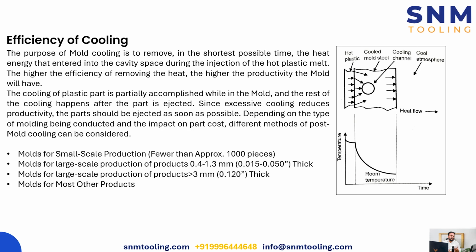So it's a general rule of thumb that we have to eject the parts as soon as possible, because if there is any delay because of cooling, again the productivity can be hampered. And there are different types of moldings, as I just told you, depending on the thickness and the parts produced, the frequency of parts, or the rate of production of the parts, and different methods of post mold cooling can be considered. So let's start with molds for small scale production.